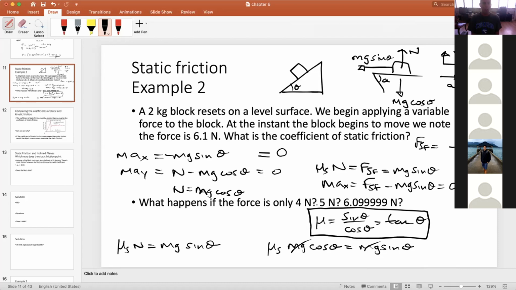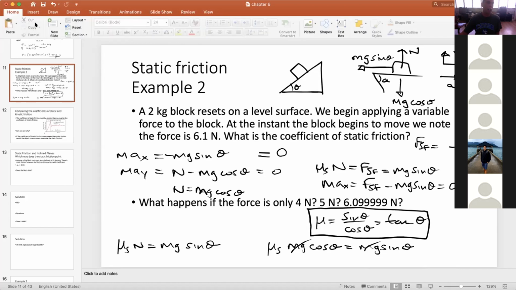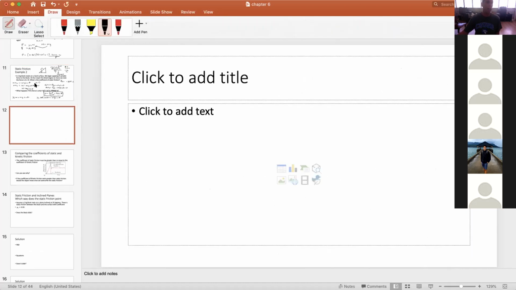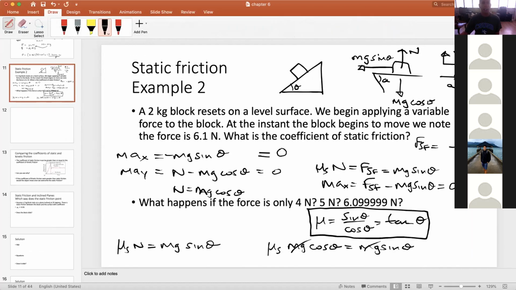Now, if we go back, I'm going to add a new slide. In this, I said, "At the instant the block begins to move, we note that the force is 6.1." That means 6.1, so let's look at this. It says that a 2 kilogram block rests on a level surface, and we begin applying a force on it.